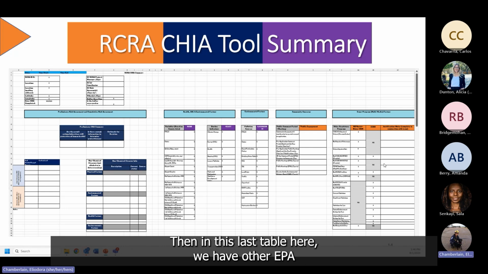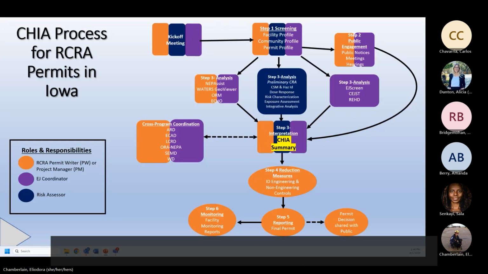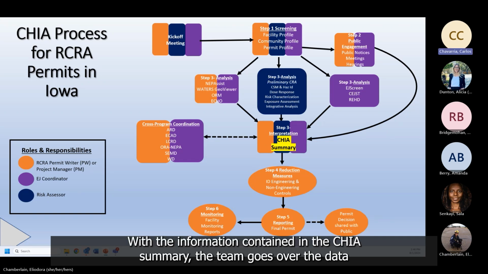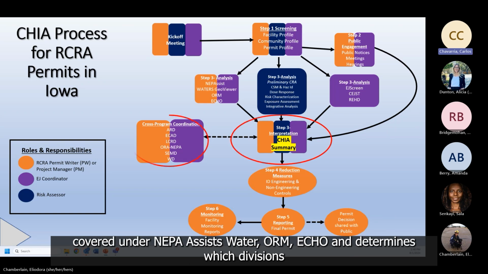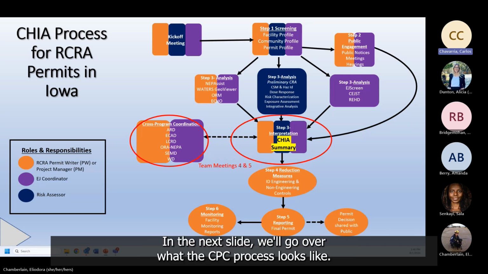Then in this last table here, we have other EPA programs where we consider water impairments, flood zone, NEPA, NPDES, 404 permits, Superfund sites, and violations. With the information contained in the CHIA summary, the team goes over the data covered under NEPA Assist, Waters GeoViewer, ORM, and ECHO, and determines which divisions and programs to continue the discussion with other EPA programmatic activities. In the next slide, we'll go over what the CPC process looks like.